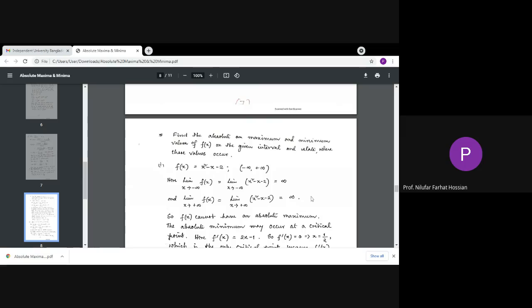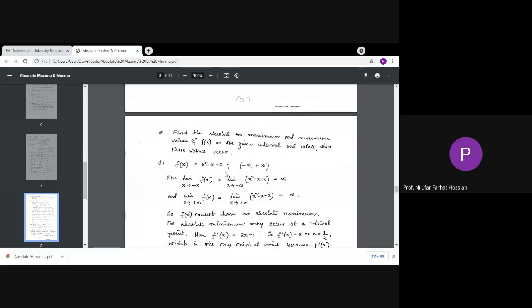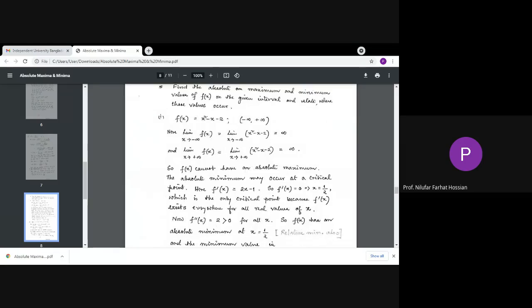So there cannot be any absolute maximum, but there may be an absolute minimum, and this absolute minimum may occur at a critical point of this function. So for this function, you have to find the critical point. What do you have to find? The derivative. The derivative will be 2x minus 1.